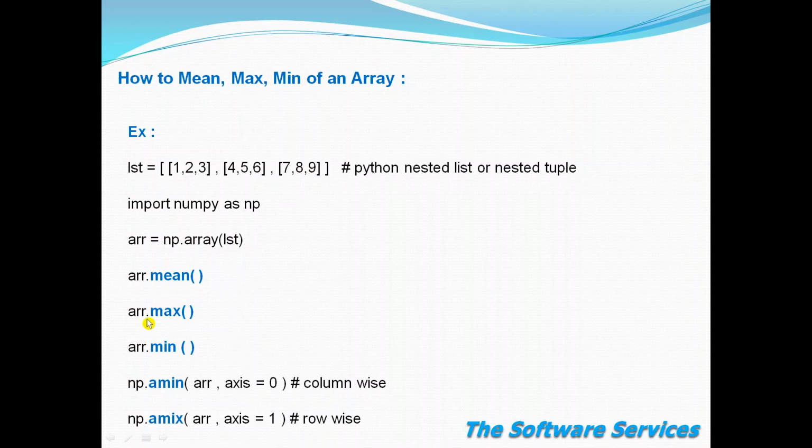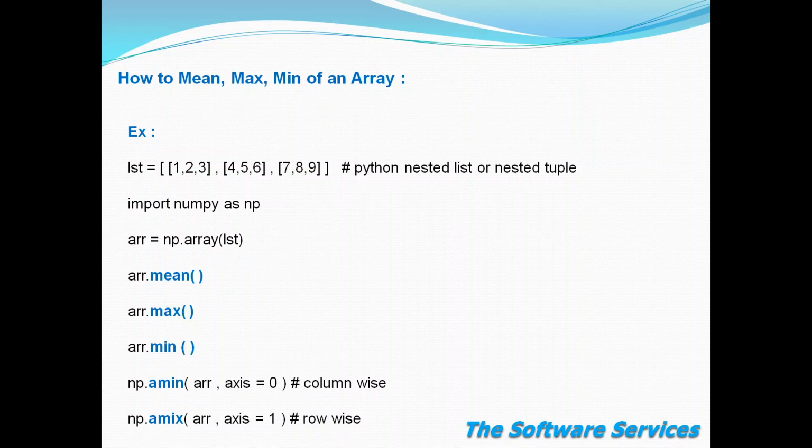And same in the case of max also. The max method will be performed on all these elements. It will compare one element with other elements. Everything will be done automatically and the final result will come as 9. And the min method is also the same. So these are the three methods we need to remember.